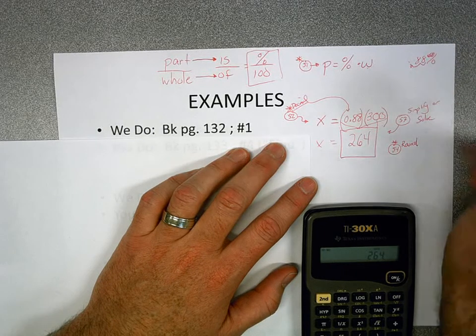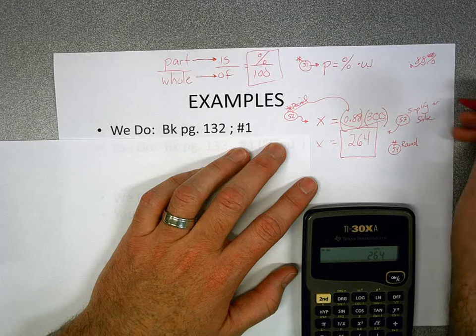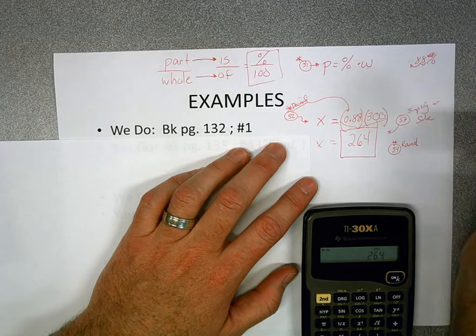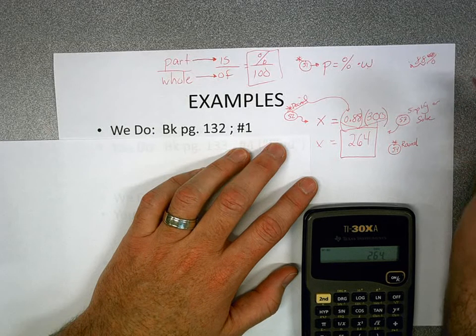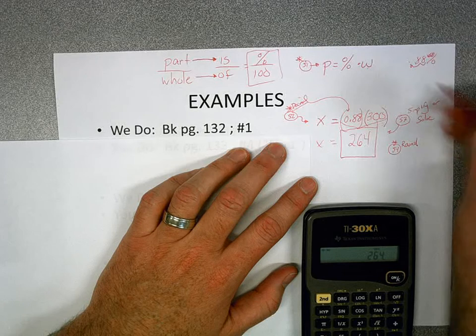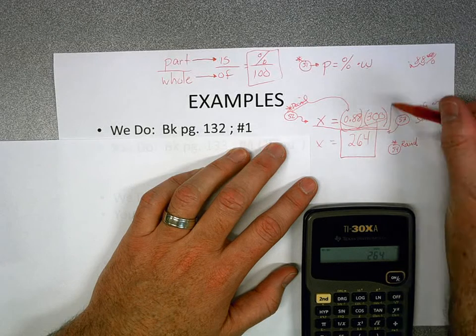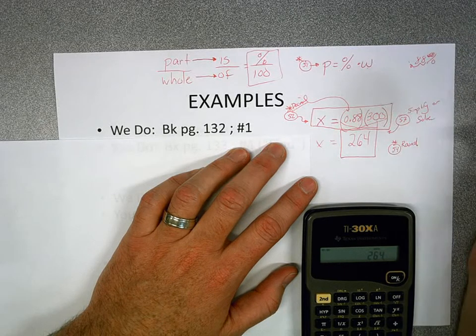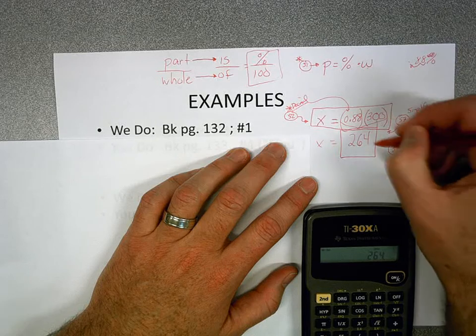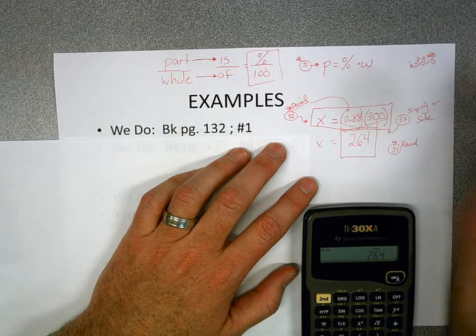Now be careful, because on our homework, if you look at the directions, it says write an equation for each problem. So guess what? You'll also need to make sure that you have your equation written as well. Those will be your two answers, your equation and your answer.